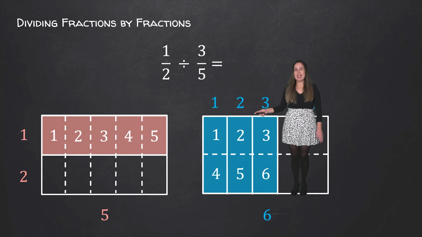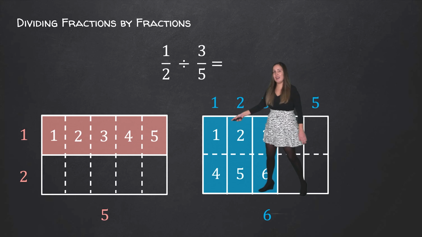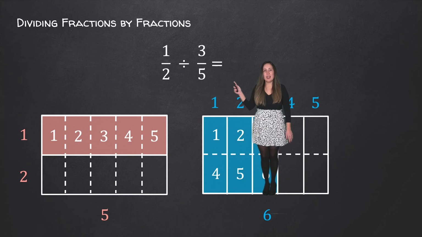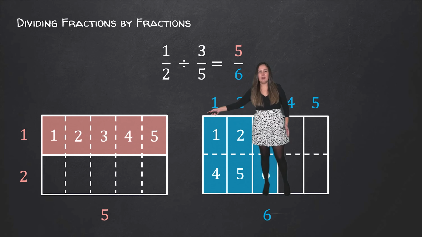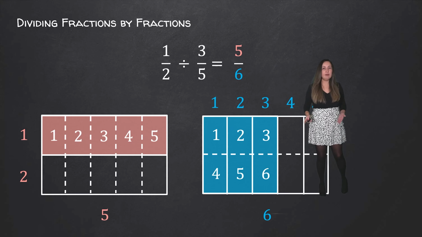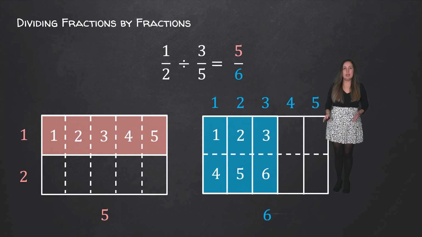So we can't take these 6 and expect to make a whole here because we only have 5. So that's why our answer in this case is only 5 out of 6, because we can't even make a whole by taking these blue pieces and putting them there, because we only have 5 pieces out of the 6 that we need to make a whole.